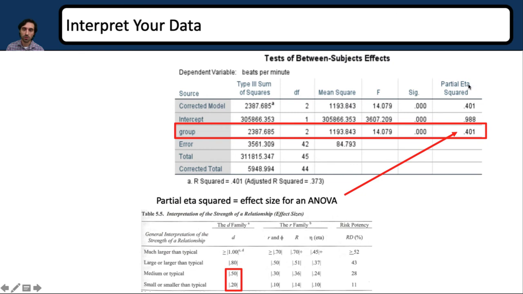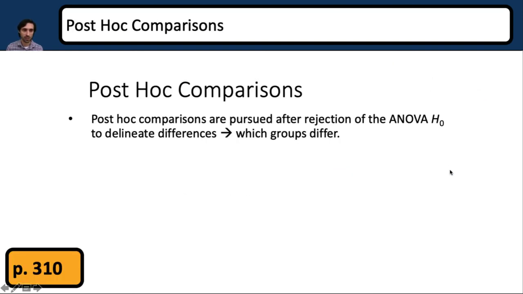The reason I mention partial eta squared is that this information, the effect size, is not in our book, but it gives you an idea of the strength of the relationship. We know that anything between 0.2 and 0.5 would be a small to medium effect. So let's look at that post hoc, shall we?